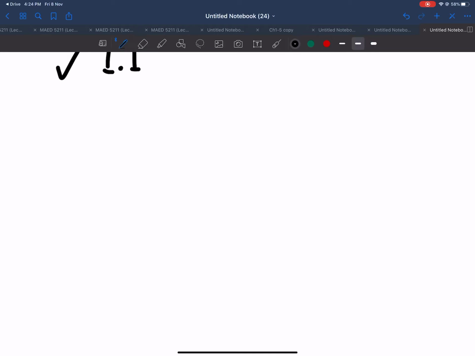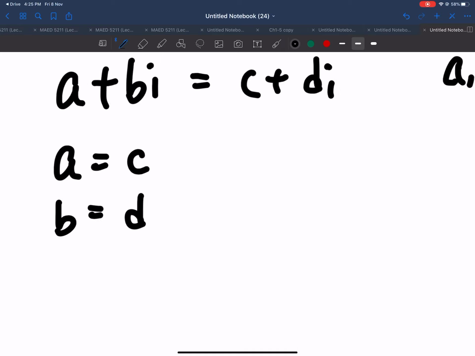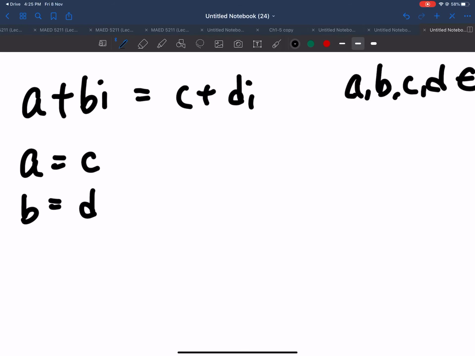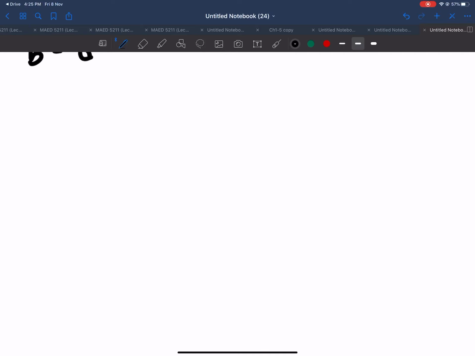Now, if we say that a plus bi equals c plus di, and a, b, c, d belong to the real numbers, then a should be equal to c and b should be equal to d. Okay? Yeah. Okay, and then we finish that part. I'll go to the next page here.